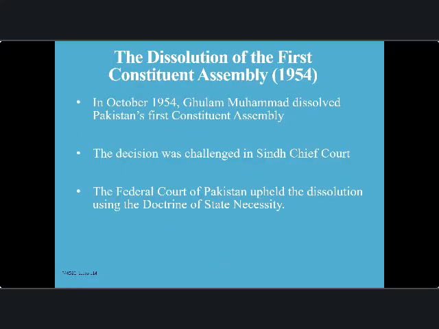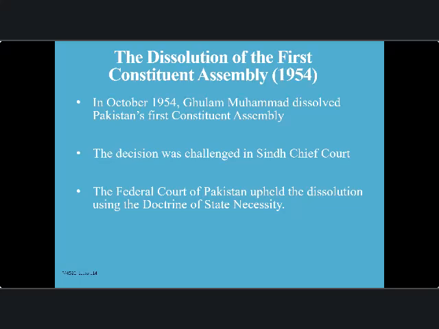So students, now we will discuss the dissolution of the First Constituent Assembly in 1954. In October 1954, Governor General Ghulam Muhammad dissolved Pakistan's first Constituent Assembly, citing its inefficiency in framing a constitution. The Speaker of the Assembly, Maulvi Tamizuddin Khan, challenged this action in the Sindh Chief Court, which initially declared the dissolution illegal and supported Tamizuddin Khan.